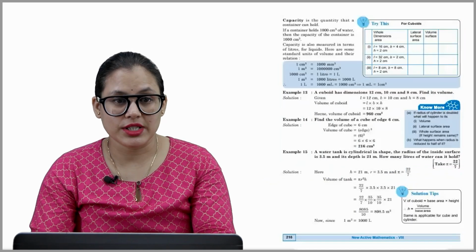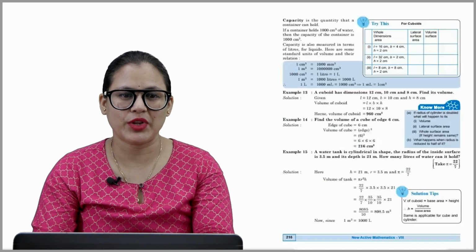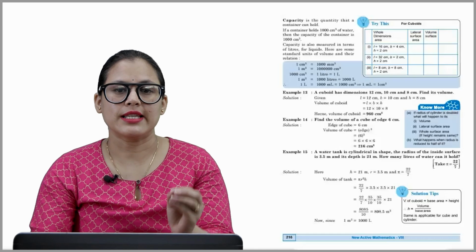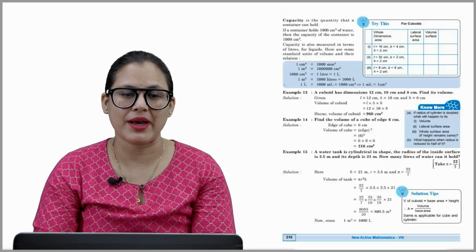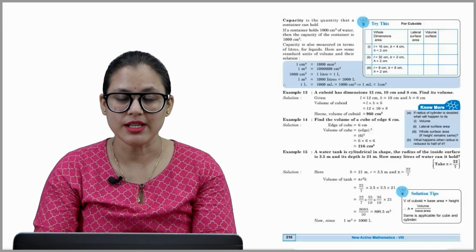Capacity is the quantity that a container can hold. You know that if a container holds 1000 centimeter cube of water, then the capacity of the container is 1000 centimeter cube. Capacity is also measured in terms of liters for liquids.